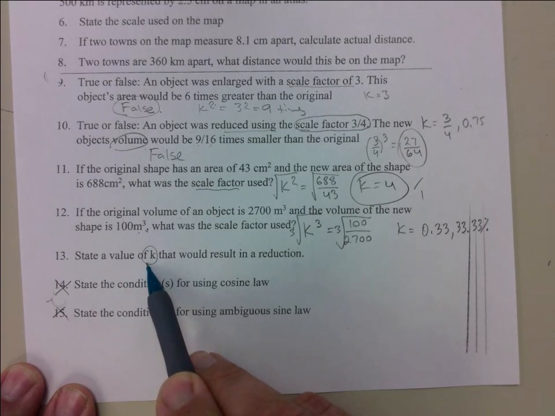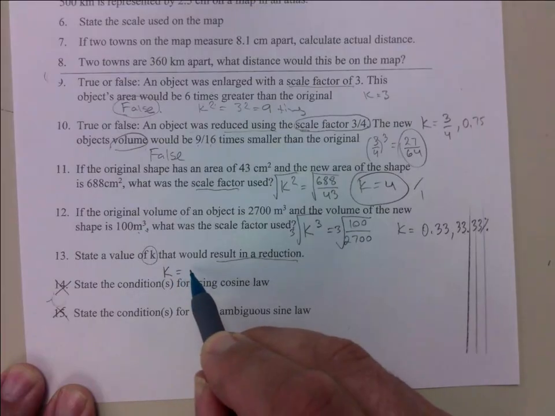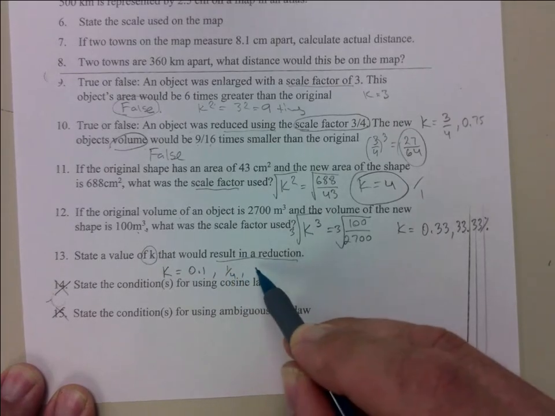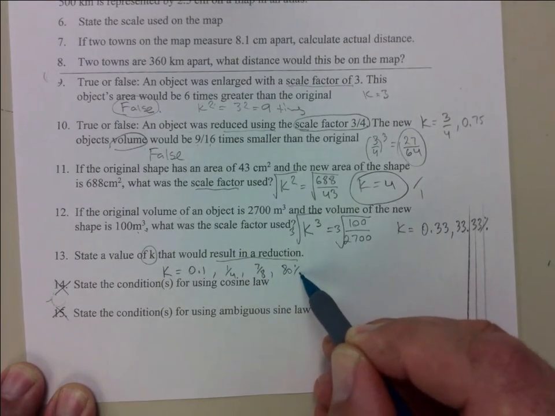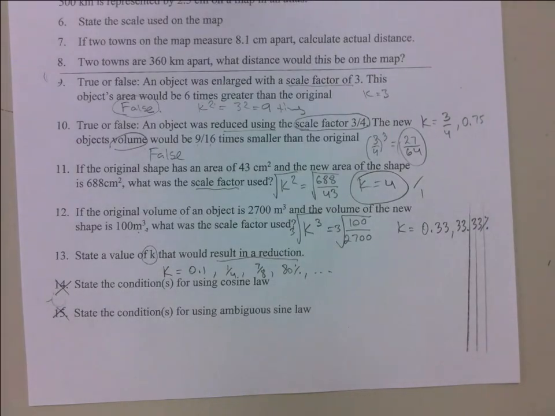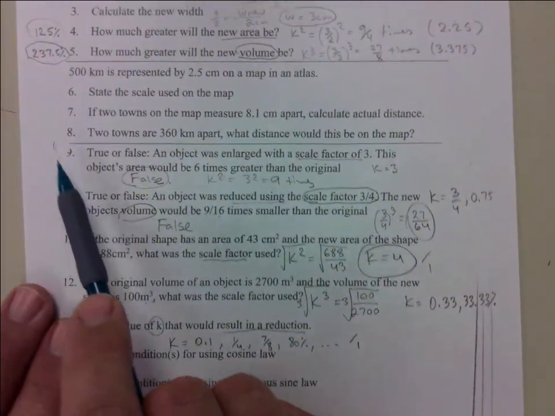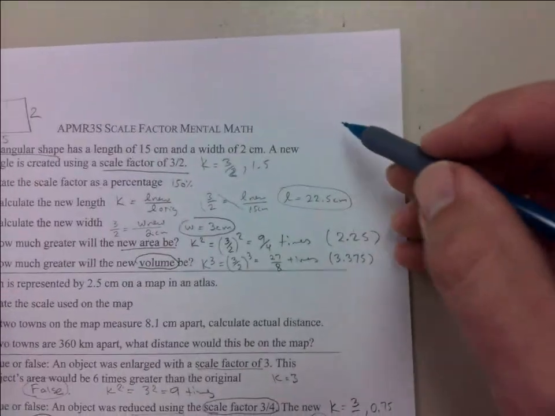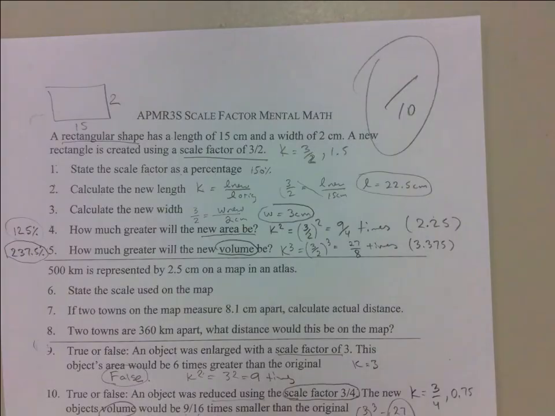Calculate the value of K that would result in a reduction. State, I should say, anything less than 1. So 0.1 or 1/4 or 7/8, or if you go 80%, anything would fulfill that requirement. So how many marks is this out of? 1, 2, 3, 4, 5, 6, 7, 8, 9, 10. So it's out of 10. Make sure your first and last name is at the top somewhere, and you give yourselves a mark out of 10.